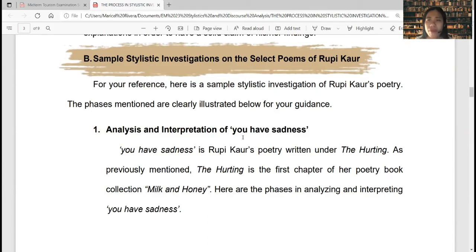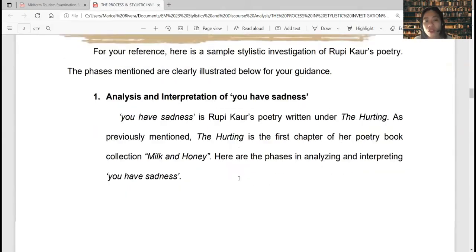The reason I mention the first line of the poem as the title is because the poem has no title. This poem, You Have Sadness, is under the first chapter of Rupi Kaur's book Milk and Honey. The title of the first chapter is The Hurting, and one of the micro poems under The Hurting is this, You Have Sadness. So let us try to take a look at how it is done.